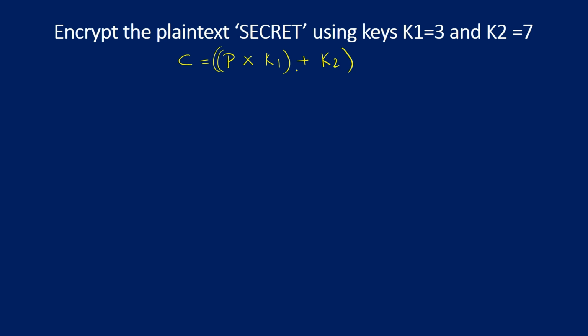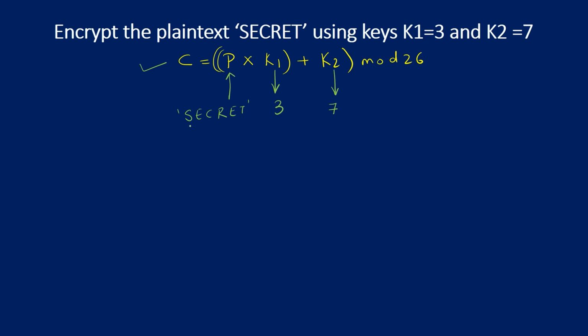While when you decrypt, you have to first do subtraction and then you have to multiply with the modular multiplicative inverse. So please keep this in mind or else your answers will go wrong. So we do P into K1 plus K2 mod 26. Now what is K1 given to us? 3. What is K2 given to us? 7. So this is pretty easy. But what is the plain text given to us? Plain text is the word secret. S-E-C-R-E-T. Now plain text that is given to us is alphabets while the encryption algorithm is using multiplication and addition.